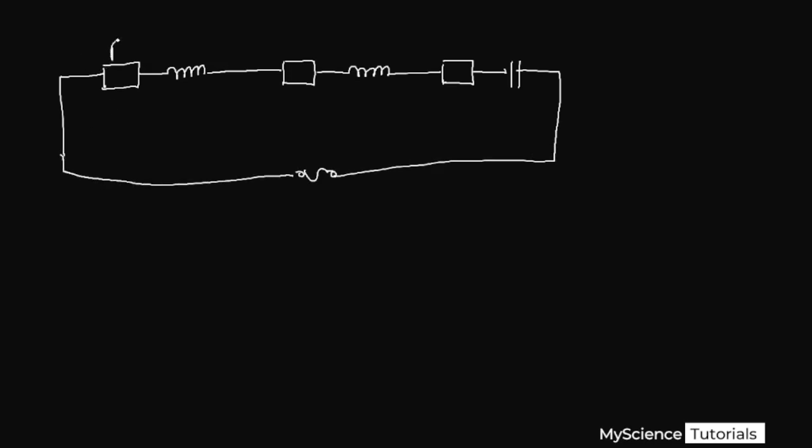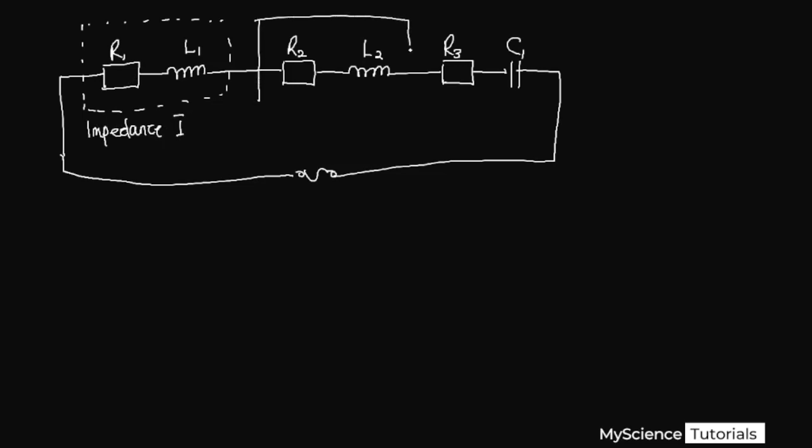So we have resistor 1, resistor 2, and resistor 3. We have capacitor 1 here, then we have inductor 2, inductor 1. So we are calling resistor 1 and inductor 1 our impedance 1. So this is our impedance 1. The second one over here, let me use this, we call impedance 2. And then the last one, we call impedance 3.